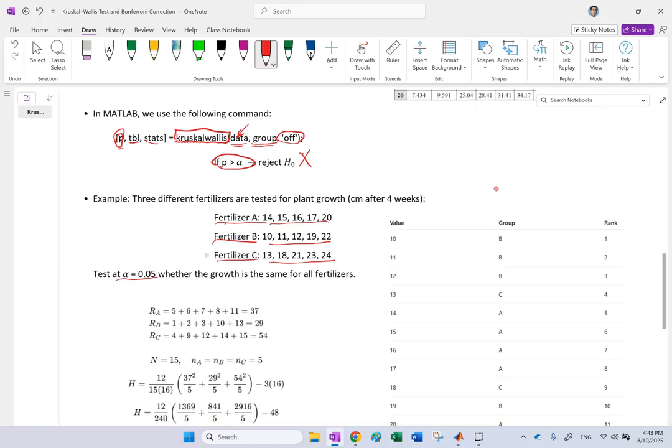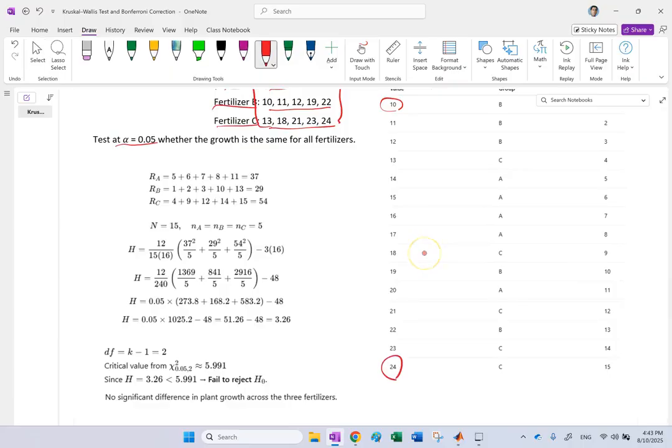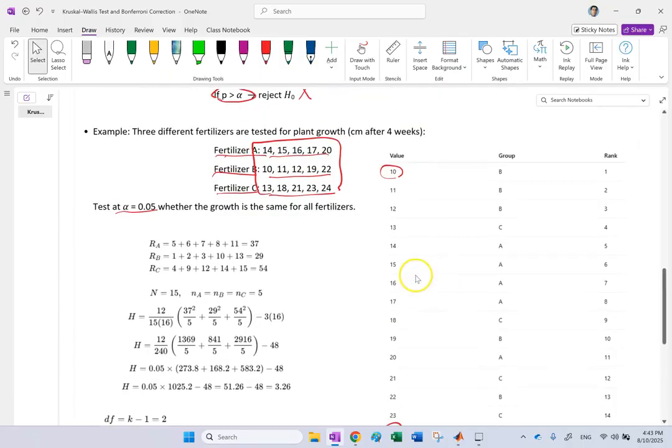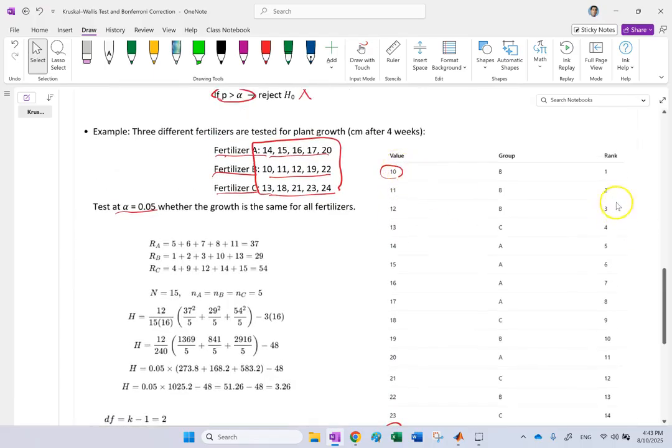The first thing is I get all of these 15 numbers and I sort them from the smallest, which is 10, to the largest, which is 24. And I start giving the smallest one rank 1 all the way to the largest one, which is rank 15. And in this case, if you look, I don't have any tie. All the numbers are unique, so my ranks are uniquely from 1 to 15.